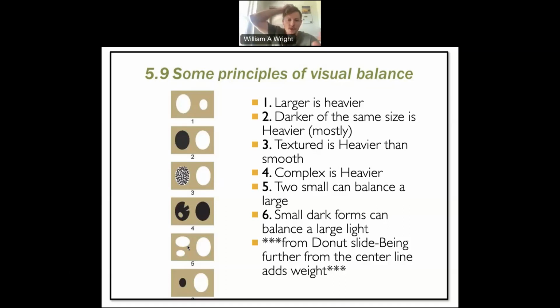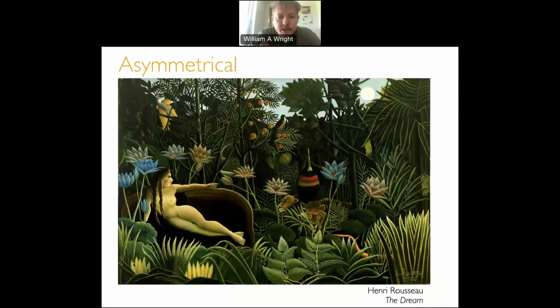Numbers 1 through 5 are from the book, but number 6 I add, to also say: the closer something is to the center, the less weight it has. The further it is from the center, the more weight it has. I think too, it might also apply to height on the page as well. Like, the higher it is, the more weight it has. But in any case, here's an example of another asymmetrical piece.